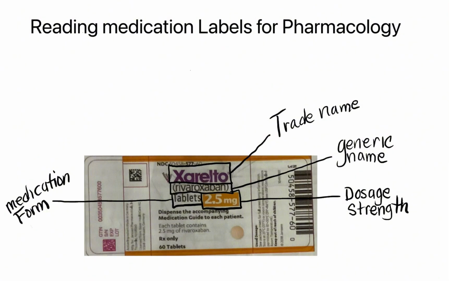Now we're going to look for how many tablets are in this bottle. We have 60 tablets in this bottle. This is the basic information you will need to read a medication label in pharmacology.